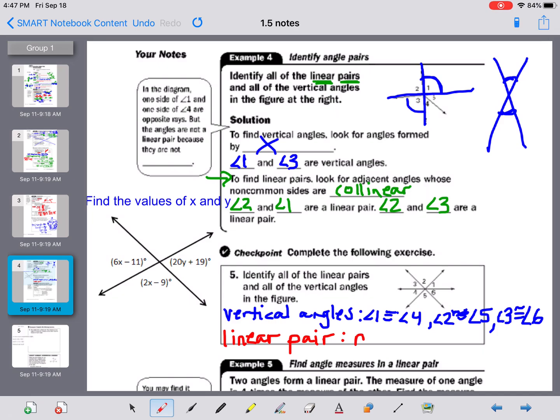Here's the deal. There are none in this picture. There's too much going on. We don't have a linear pair, a pair of 2 to make a full line. So we can't do that one, okay?